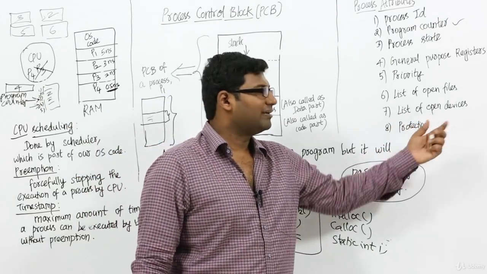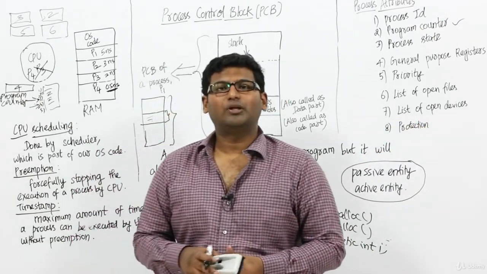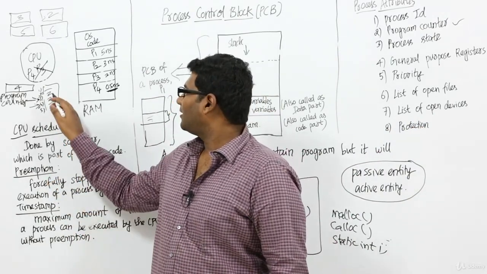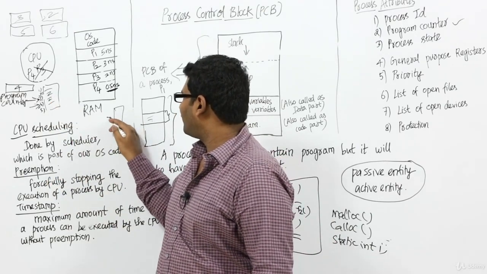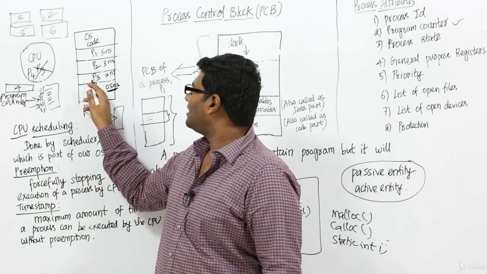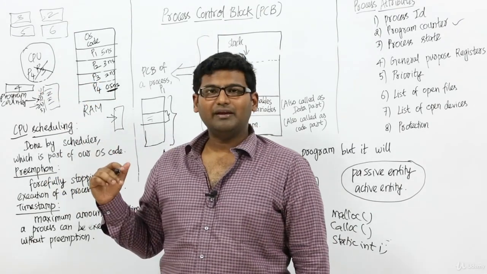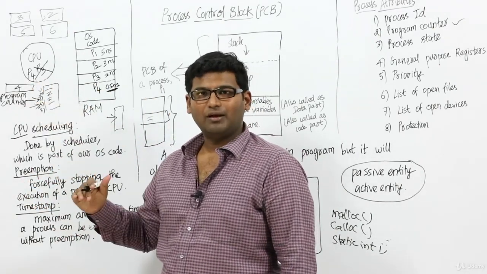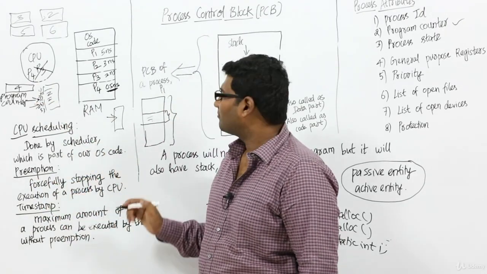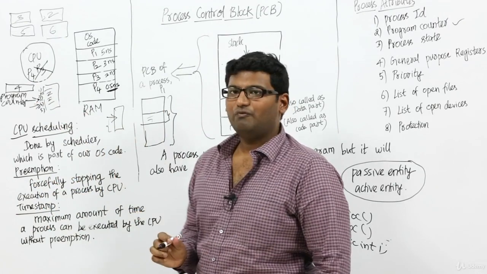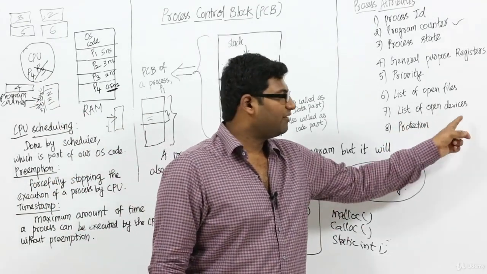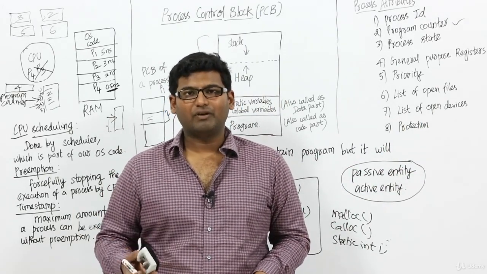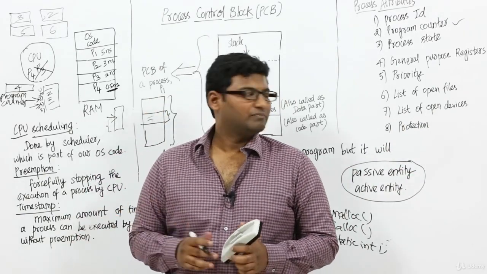Similarly, we have a list of open devices. For example, process P3 should have used the printer for printing a page. Let us assume that for printing a complete page, we have printed half of the page. Now process P3 is preempted, which means it is stopped forcefully from execution by the CPU, and P4 is executed. Once P4 is done, P3's printing has to be continued from where we left off. So we use the list of open devices, which means the devices opened by process P3 should be remembered when we continue after being preempted.